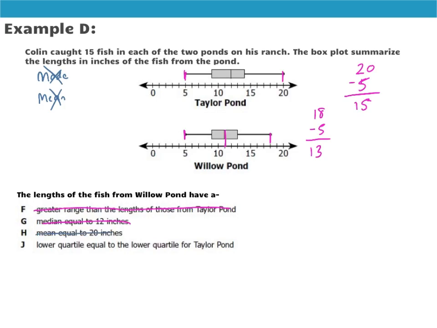So letter J says lower quartile equal to the lower quartile of the Taylor pond. So we need to see if the 2 lower quartiles are equal. In Willow pond, the lower quartile is 9. And at Taylor's, the lower quartile is also 9. So letter J is correct because that statement is true.